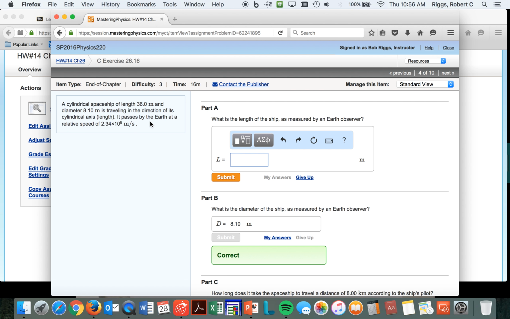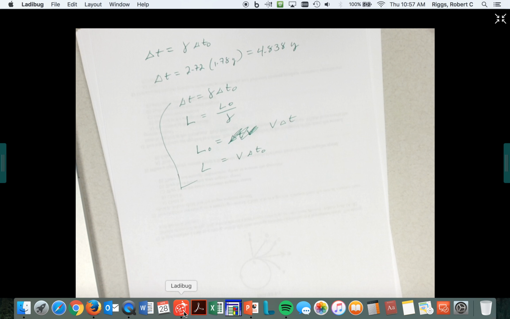And we've already answered part B. And it passes by the Earth at a relative speed of 2.34 times 10 to the 8th meters per second. First of all, I don't like that they did it this way. So what's the first thing we're going to do? We're going to get this as a percent of the speed of light. All right, so that's what we need to do.